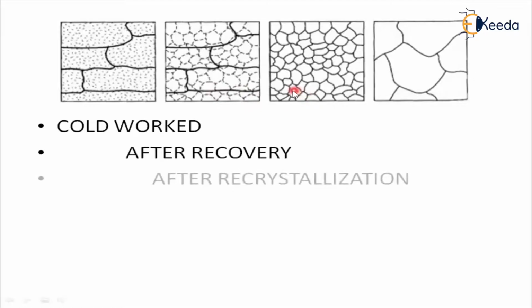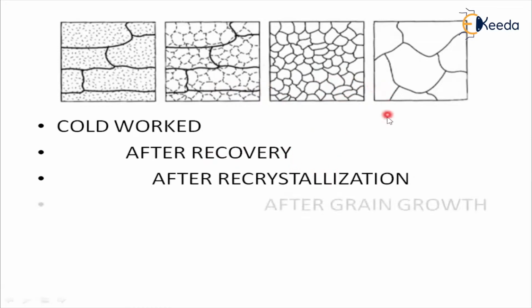The next stage is after recrystallization. So that means complete recrystallization. All crystals are formed here. All new crystals are formed here. This is called the recrystallization process. And when compared to recovery, the recrystallization temperature is more. And the last stage is grain growth. So this is the final stage of the annealing process.